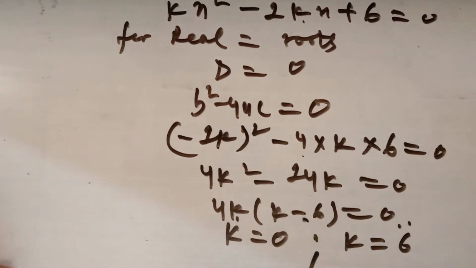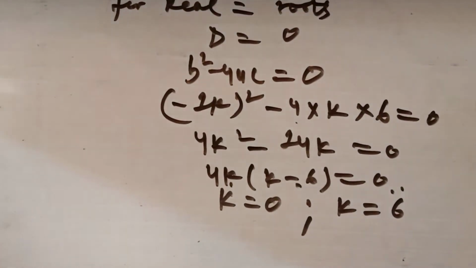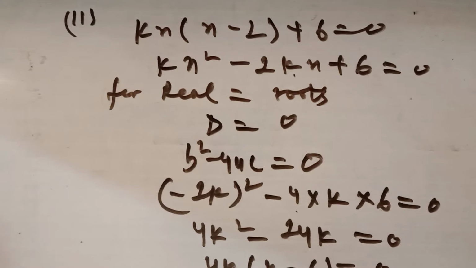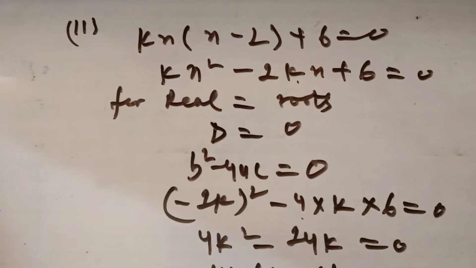So 0 and 6 are the values of k for which the equation has real and equal roots. Real and equal roots are given. So this is question number 2 of exercise 4.4.